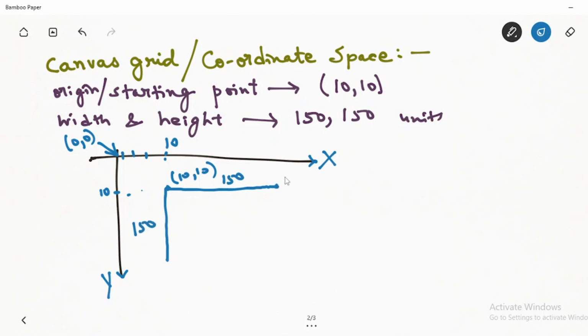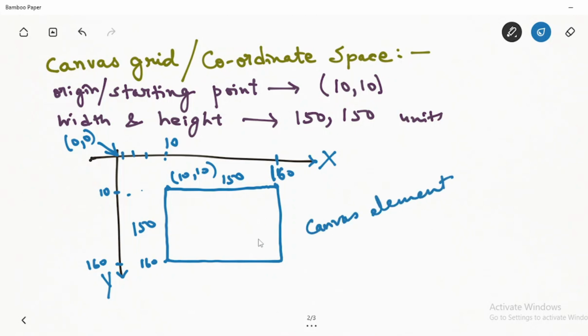So 150 units means 10 plus 150, it will go up to the 160th unit upon the x-axis. Similarly, upon the y-axis it will go to the 160th unit. So this is our final canvas element, having width and height of 150 units respectively.